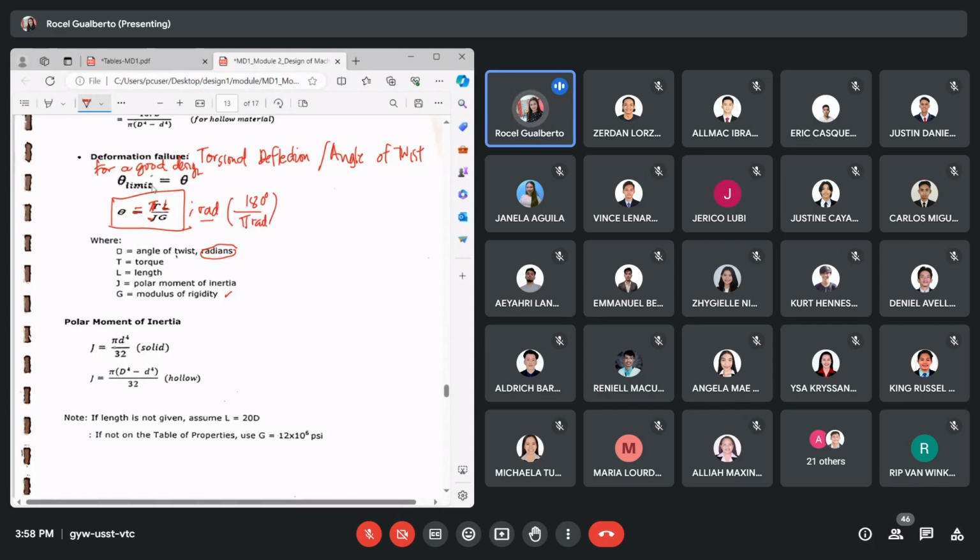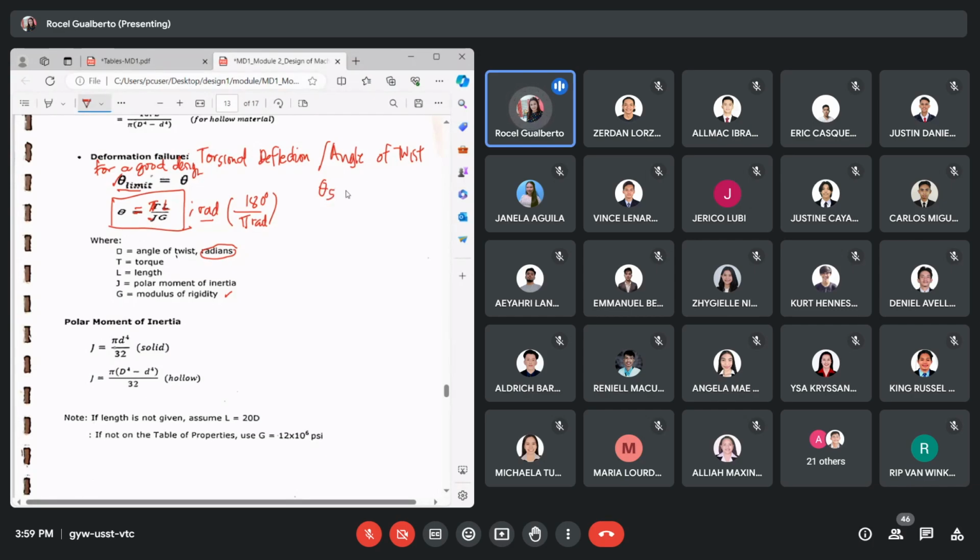Okay? But then, not at all times, there will be your solution para sa deformation failure. Nagkakaroon lang po nito kung given po itong isang ito, the allowable limit of deformation. Kung wala pong given nito, ibig sabihin, wala po tayong solution coming from the deformation failure. So, our answer will be based only doon sa strength failure po natin.